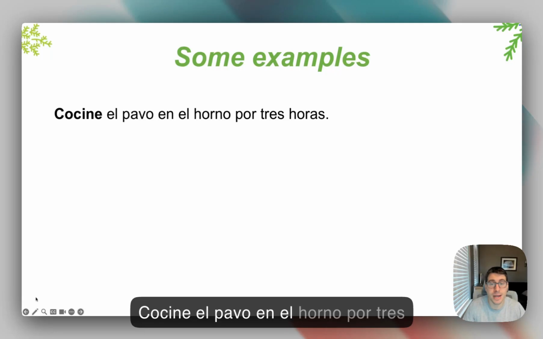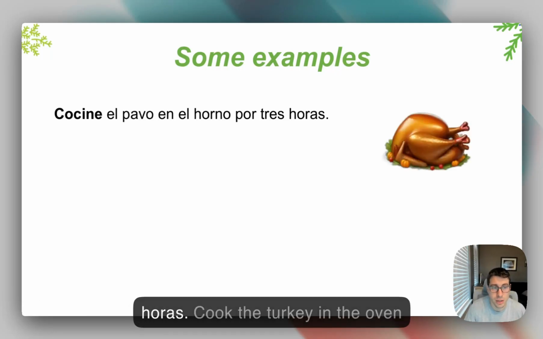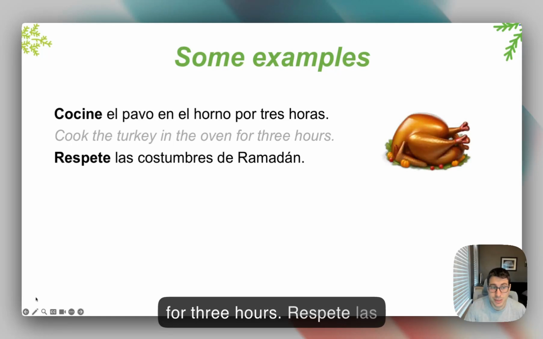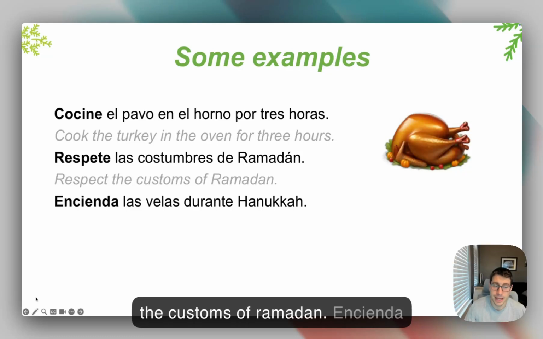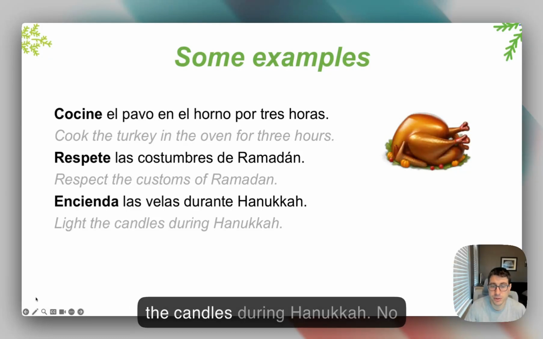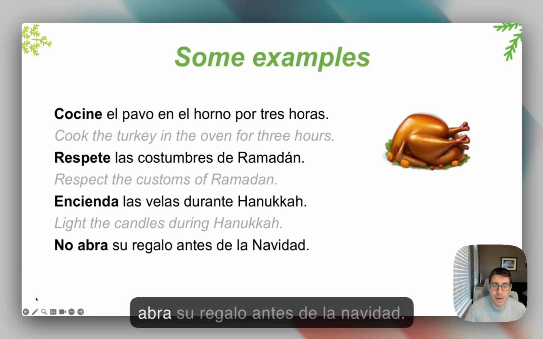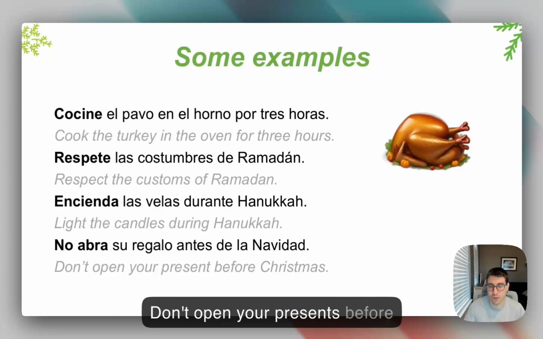Let's look at some examples. Cocine el pavo en el horno por 3 horas. Cook the turkey in the oven for 3 hours. Respete las costumbres del Ramadán. Respect the customs of Ramadan. Encienda las velas durante Hanukkah. Light the candles during Hanukkah. No abra su regalo antes de la Navidad. Don't open your present before Christmas, or they will disappear.